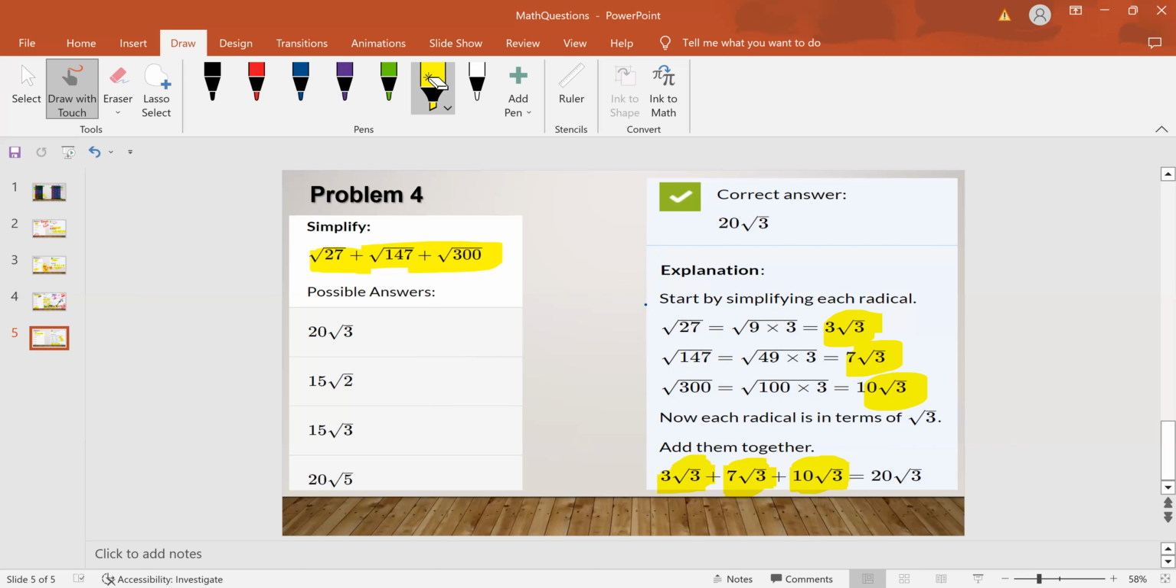So 3x plus 7x plus 10x. So in total, you have what? 20 radical 3. You add the numbers in front of the radical, and you keep the radical 3. The number in front of the radical, we call it the coefficient. So the coefficient for the first radical is 3. The coefficient for the next radical is 7. The coefficient of the last radical is 10. When I say radical, understand that I'm saying square root of.